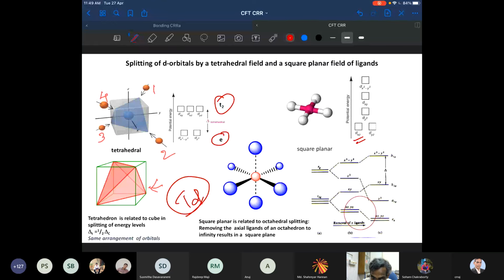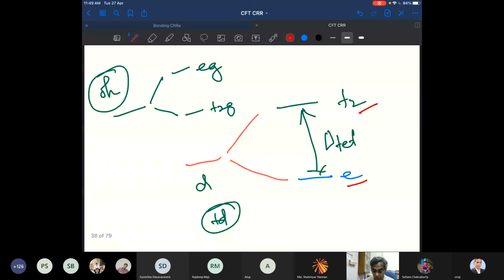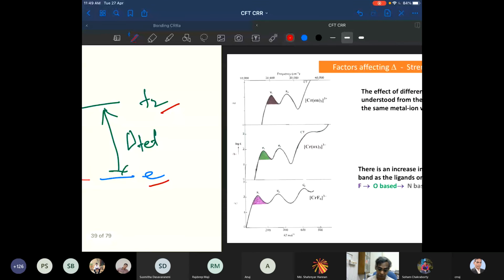XZ, YZ and Z squared are at lower energy, but on the other hand, the X squared minus Y squared and XY are a little above. Don't think that is 1 kilometer apart, right? Nothing will happen like that. So you will be able to see, I have marked here. I will explain the square planar later when I teach you further.